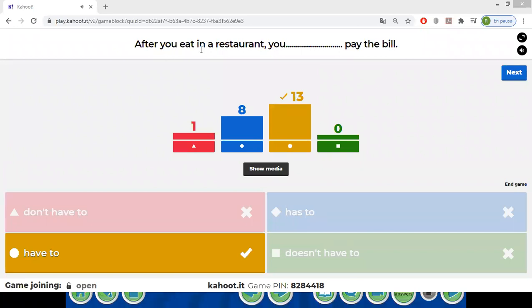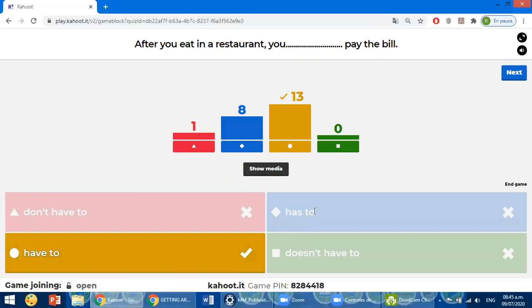Good. After you eat in a restaurant, when you finish your lunch or your dinner, you have to pay the bill. It's an obligation. Remember, we only use has to with he, she, and it. Okay? He, she, it, has to. Have to, I, you, we, and they. Don't forget that. Remember.